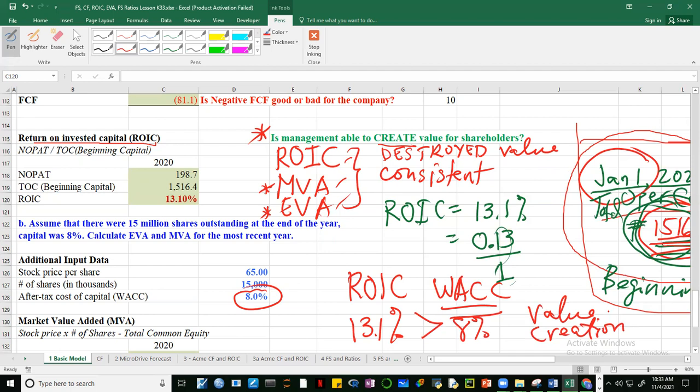And how do we do that? We compute for the ROIC by getting the operating profit after tax for the whole year and then dividing it by how much was capital provided to management starting at the beginning of the year. Okay. Since we were able to generate 13.1%, which means for every 1 peso of operating capital given to management, the company was able to generate 13 centavos of operating profit.